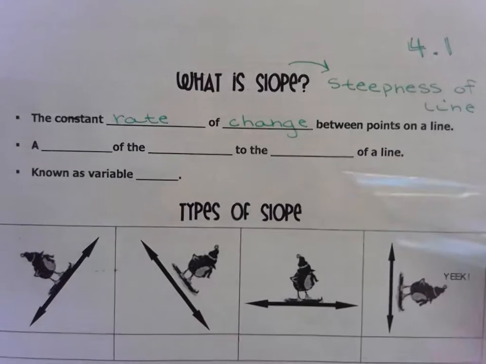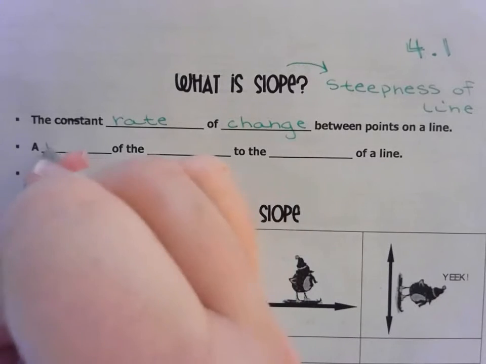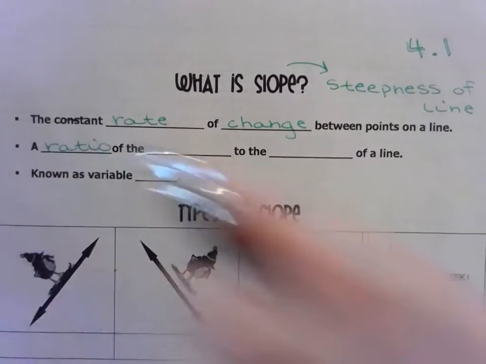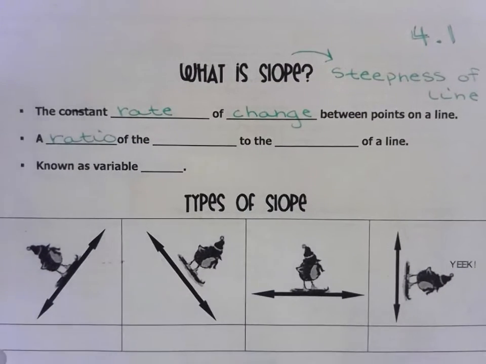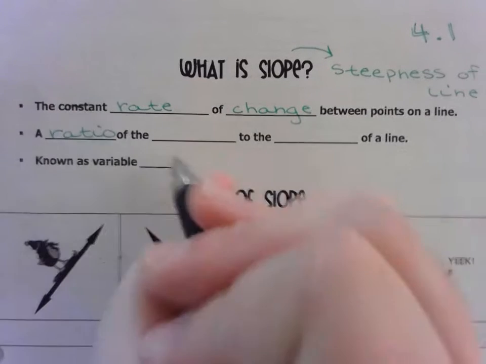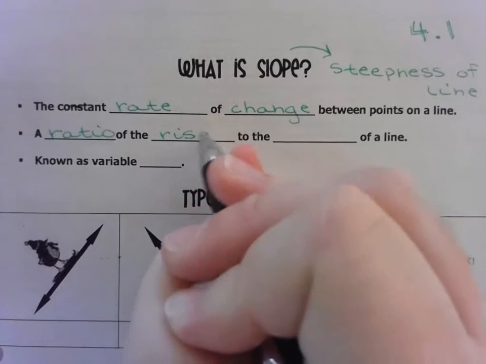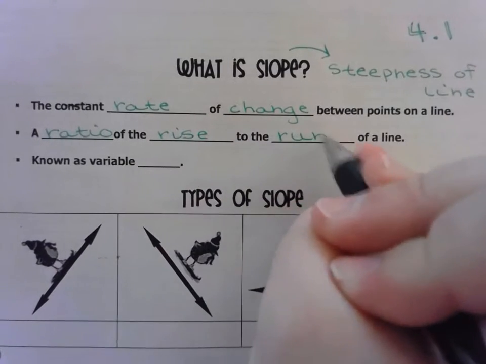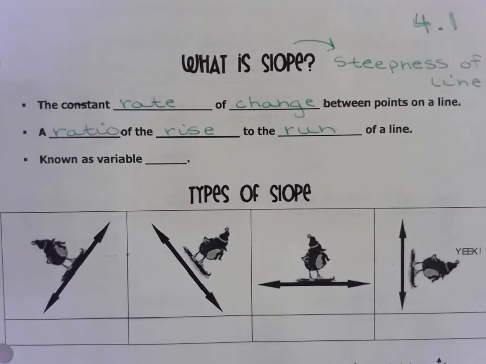The second thing, it is a ratio. We talked about ratio before. It's a fancy math word that basically just means a fraction. So it is a fraction or a ratio of the rise to the run. Some of you remembered rise over run. That is slope. That's how we represent slope. It is the ratio of the rise over run. This is a fraction, rise over run.